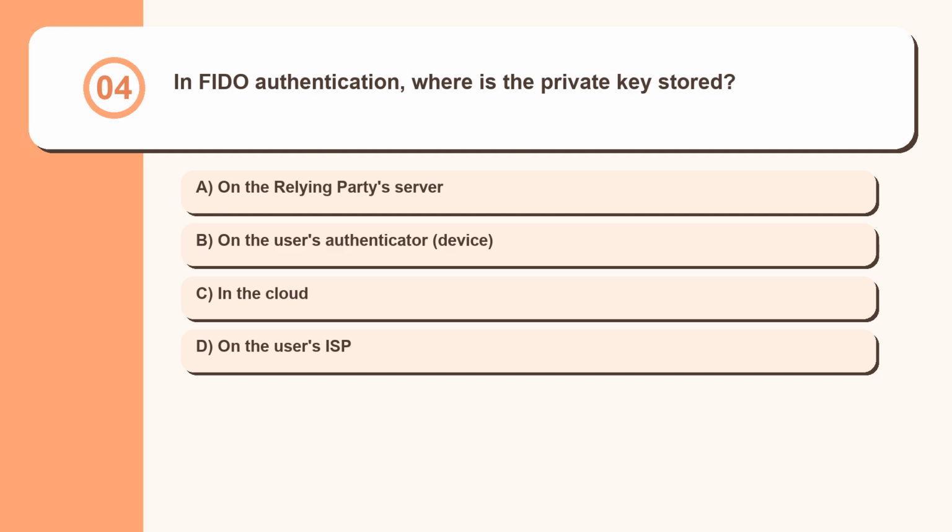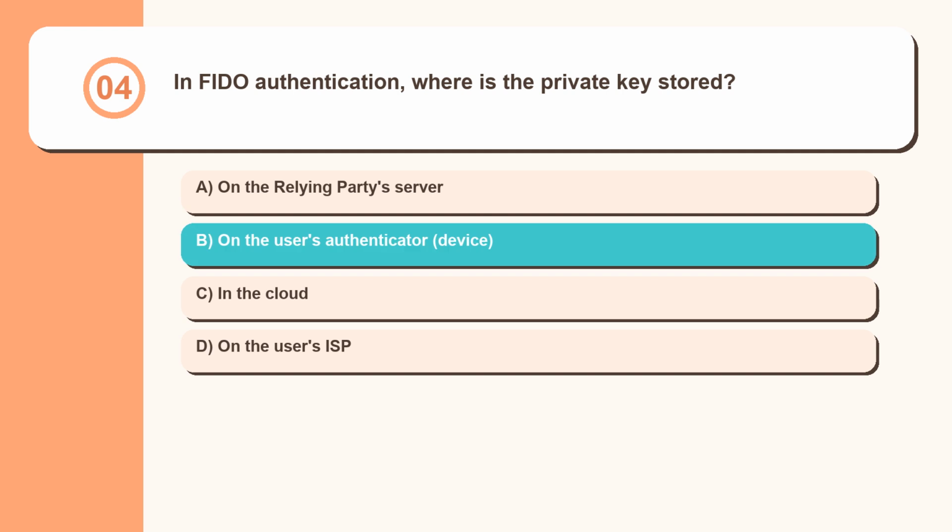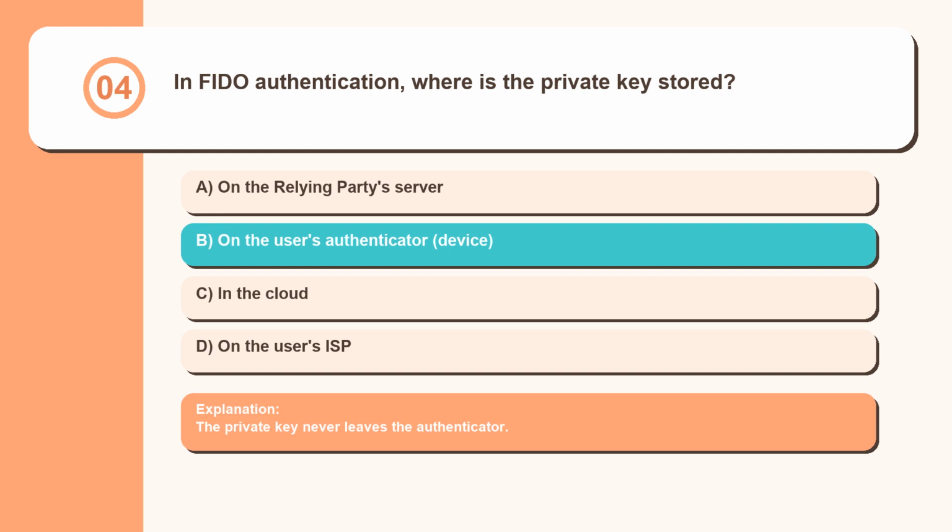Question 4. In FIDO authentication, where is the private key stored? On the relying party's server, on the user's authenticator device, in the cloud, on the user's ISP. The private key never leaves the authenticator.